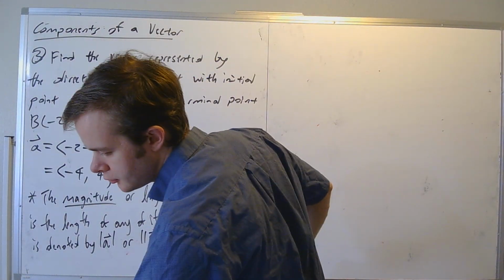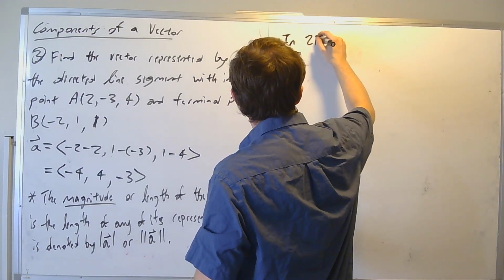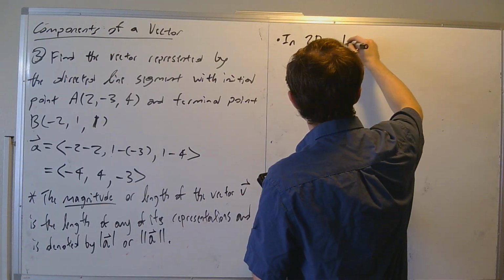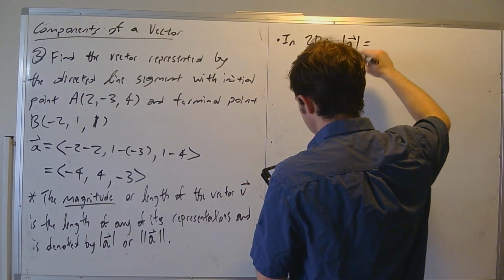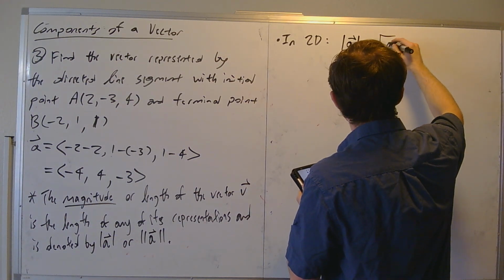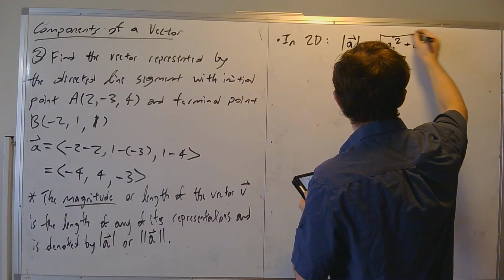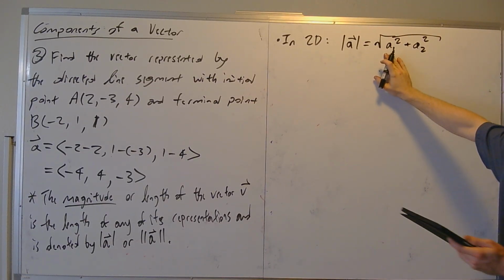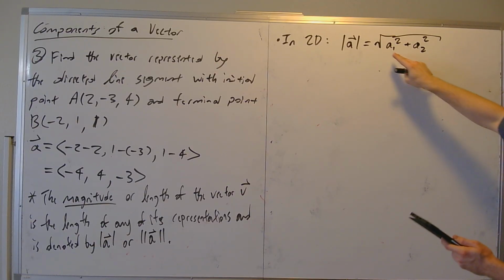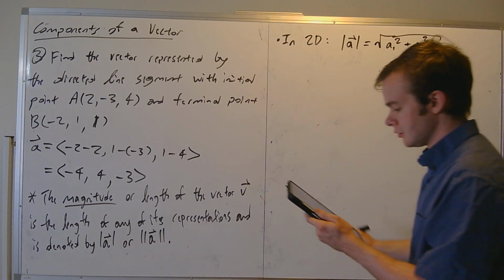So in 2 dimensions, we're going to have the magnitude of A equals the square root of its first entry squared plus its second entry squared. Right, so this is the x value of its representation, and this is the y value of its representation. We square both of them, add them together, then take the square root. That gives us the length.